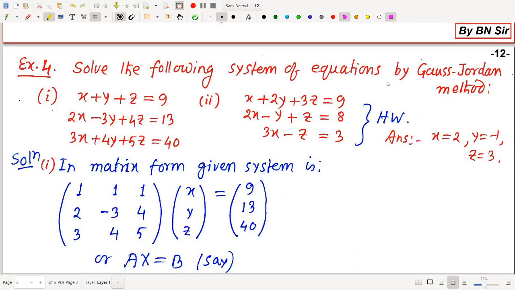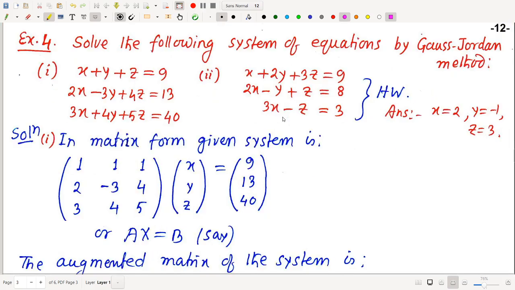Solve the following system of equations by the Gauss-Jordan method. The Gauss-Jordan method was explained in the last lecture. Now we shall only do problems. Two problems on the Gauss-Jordan method: one I shall do here and the next one you will do. Answers are given for the second one. So the first one. In this case, the number of equations equals the number of variables.